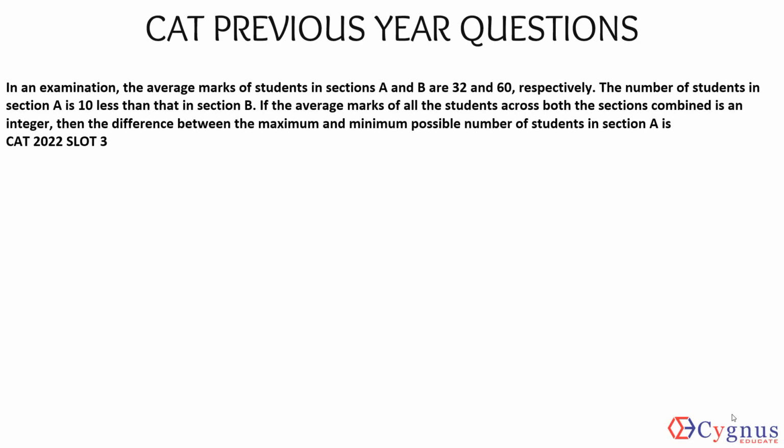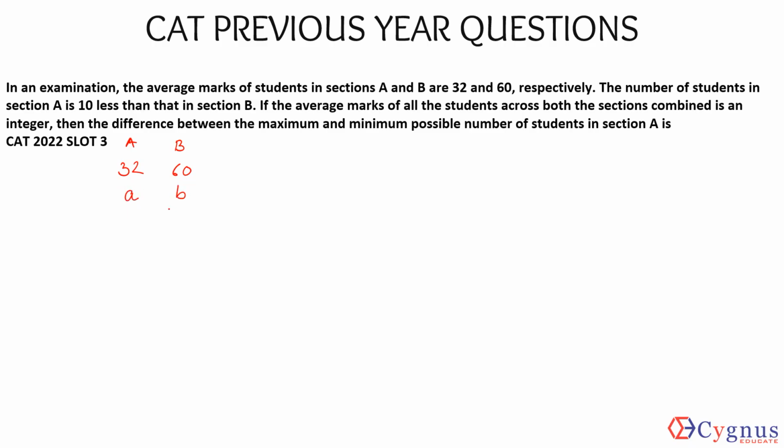Hi, it's a question of CAT 2022, slot 3. It's given that the average marks of a student in section A and B are 32 and 60. So the average marks of section A are 32, and the average marks of students in section B is 60. The number of students in section A is 10 less than the number of students in section B. Let's say the number of students in section A are A, and in B they are B.